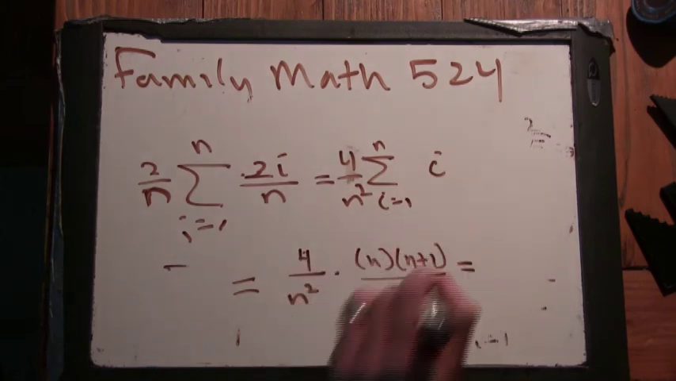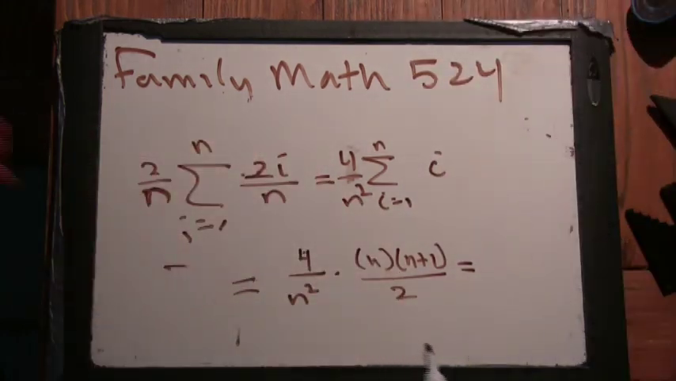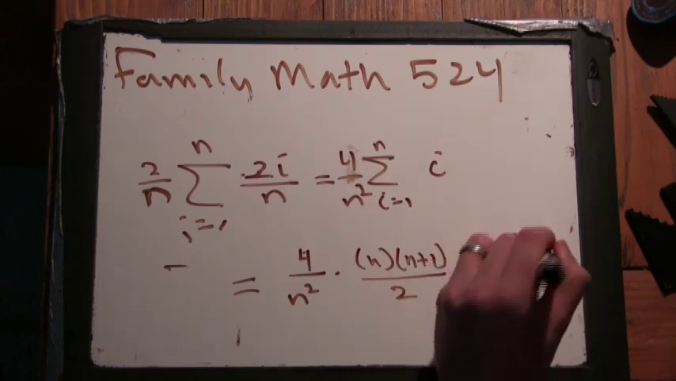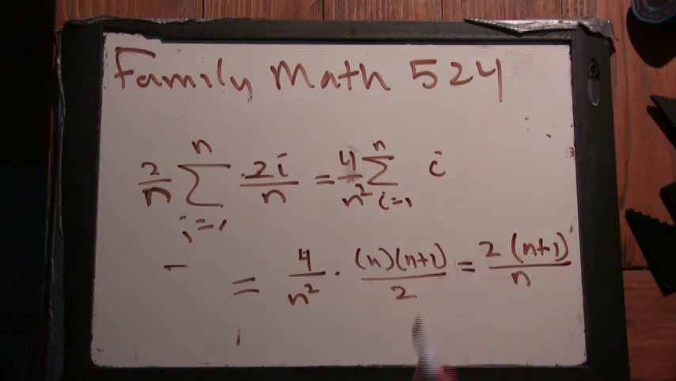And what does this simplify to be? So we can cancel the 2, and we can cancel an n. Alright. So we get 2 times n plus 1 over n.